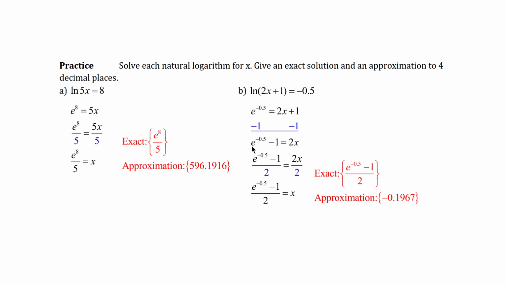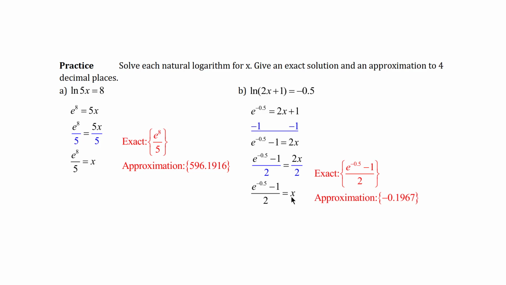The result is e to the negative 0.5 power minus 1 equals 2x. Next, we get rid of the 2 in front of the x by dividing both sides by 2. We get e to the negative 0.5 power minus 1 over 2 equals 2x over 2. After simplifying, the result is e to the negative 0.5 power minus 1 divided by 2 equals x.